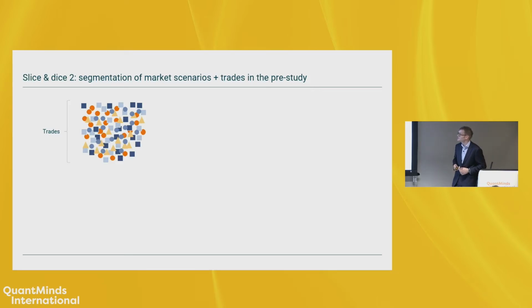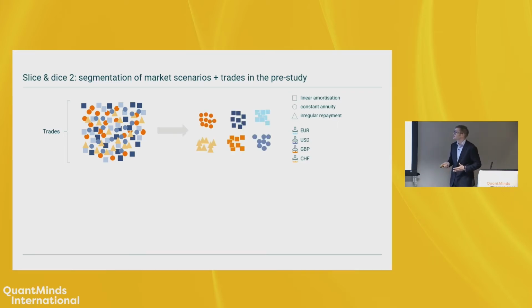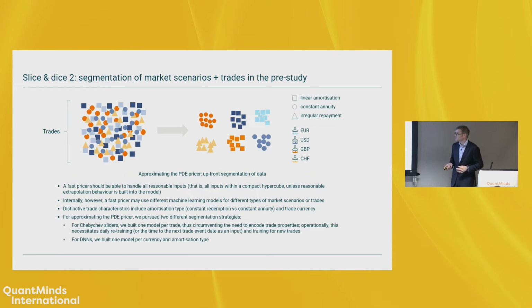So I've drawn here a set of trades, and the shape tells us the amortization type. We can have linear amortization, we can have continuity trades, or we can have irregular trades. The color is supposed to tell us about the currency. So of course, we want to be able to just hand a trade and a market scenario to our pricer, and then we expect a price. But under the hood, of course, we can differentiate between different currencies and amortization types. So that's what we do for DNNs, which we used in this pre-study.